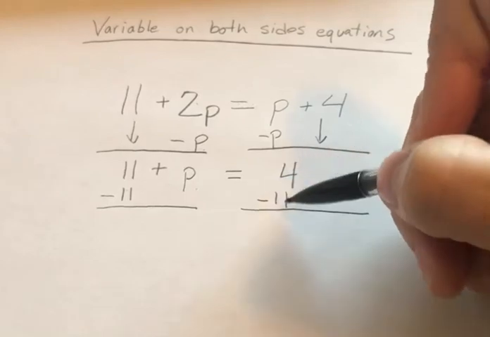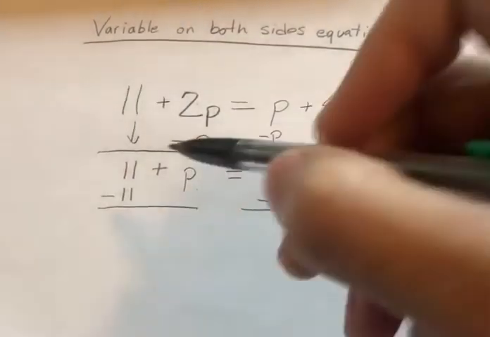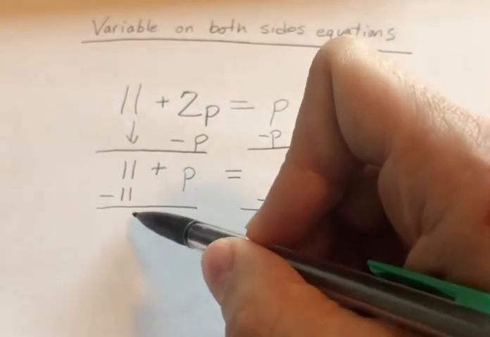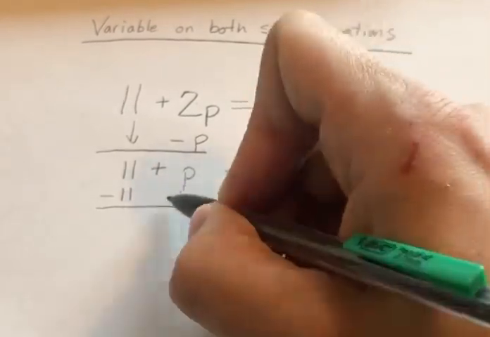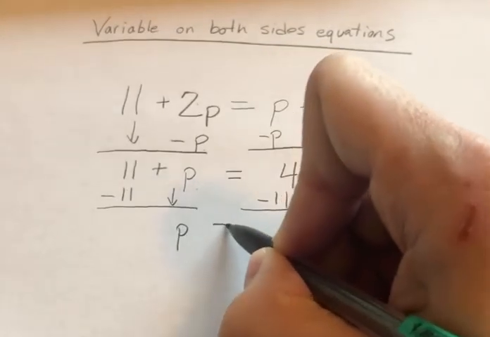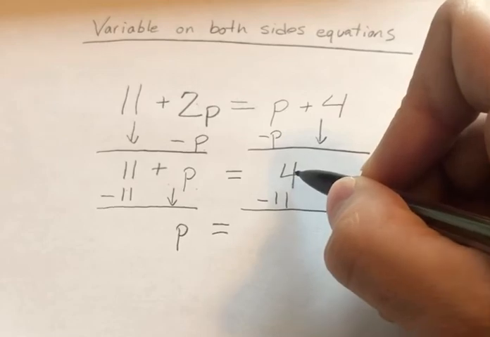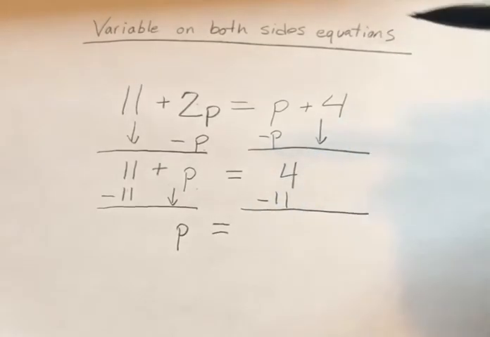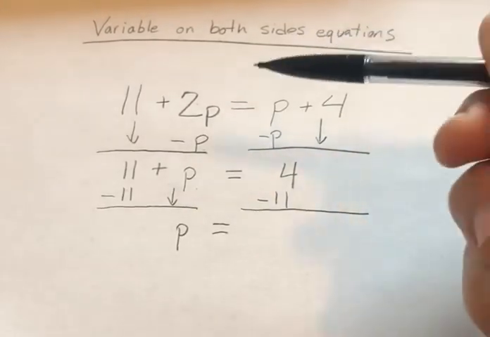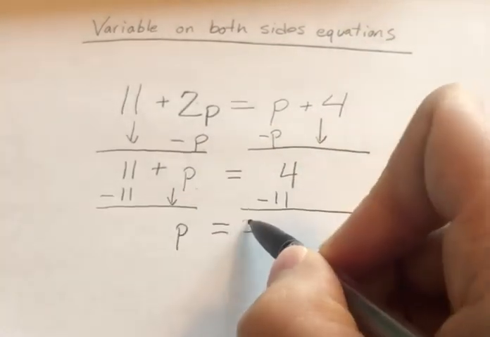A regular number lines up directly with a regular number. Integer lines up with integer. 11 minus 11 is nothing. I'm not going to write nothing. I'm going to bring down this positive p that I never touched. I'm going to bring down the equal sign because you always do. And 4 take away 11, or positive 4, 11 spaces to the left on a number line would be negative 7.